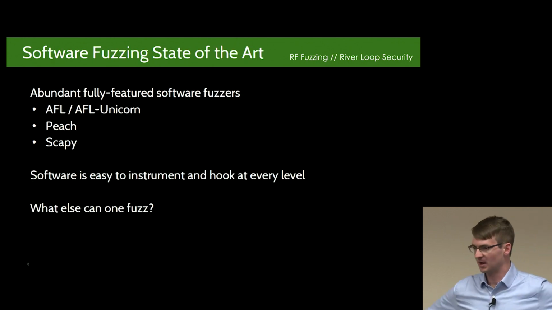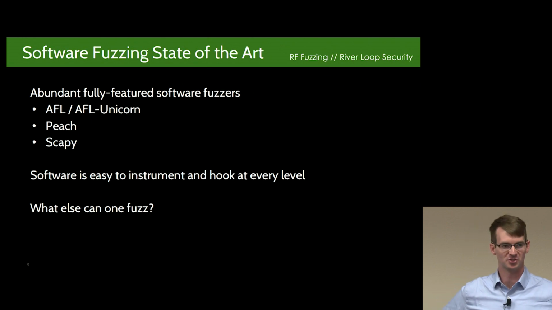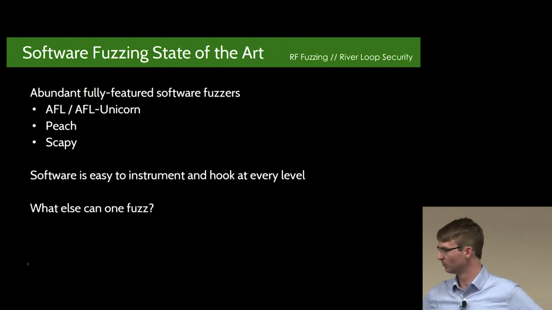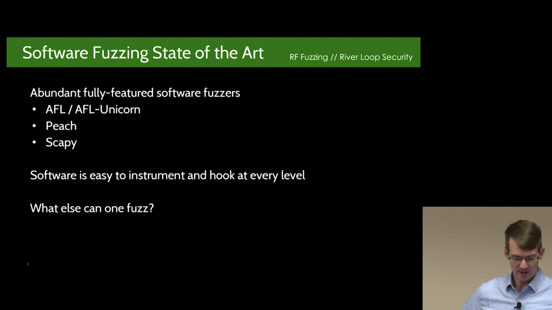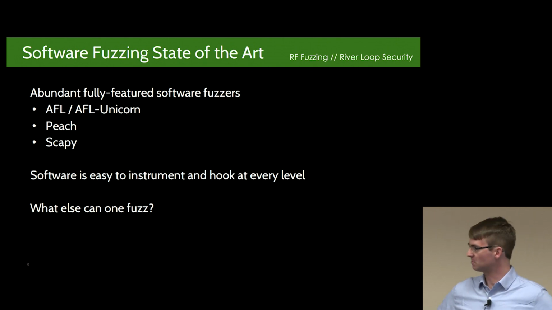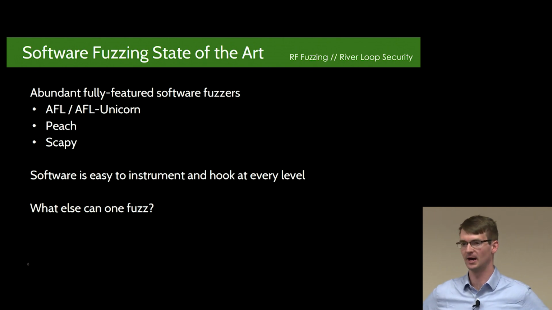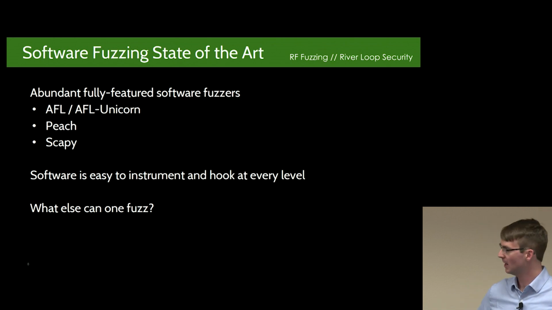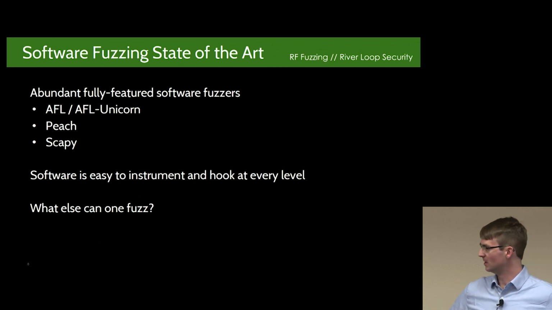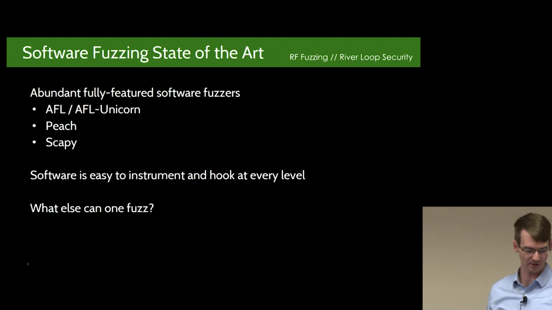There are a whole bunch of really fully featured fuzzers out there that go after software currently. A really powerful one that seems to be popular these days is AFL, and there's also AFL Unicorn for going after firmware. But then we also have legacy fuzzers like Peach, and network packet tools like Scapy also include some fuzzing capabilities as well. Software in this case is very easy to instrument and connect to because you control the execution environment of everything that you might be looking at.